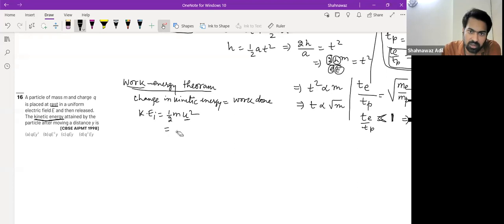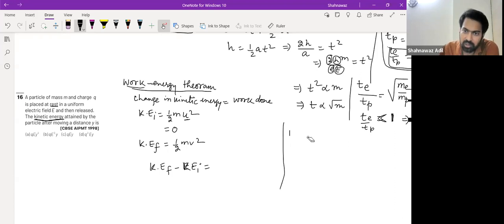Zero. Right. So this is 0. And K final, kinetic energy final, would be how much? K is mv square. Let's say this is K, kinetic energy. And this would be, so KF minus KI would be how much? Work done. Work done is how much?